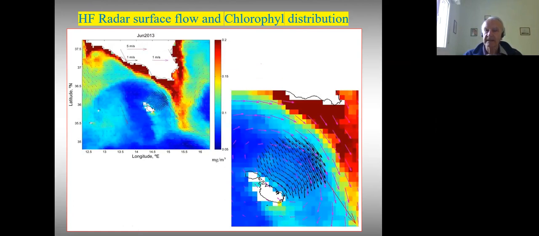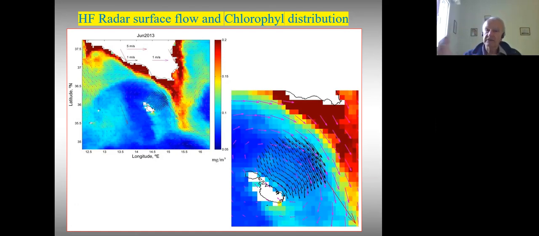Now here is another interesting thing. Here we have combined HF radar surface flow and chlorophyll distribution. So we are now trying to combine all this information that we obtain, and obviously also here is the wind. You can see that's the wind data. Here we combine all these measurements in order to obtain the most complete information on the oceanographic situation.